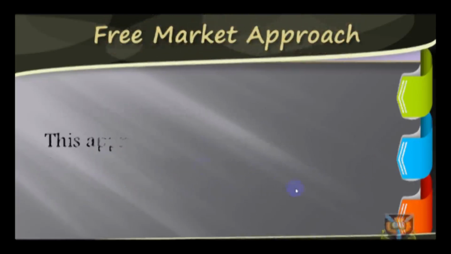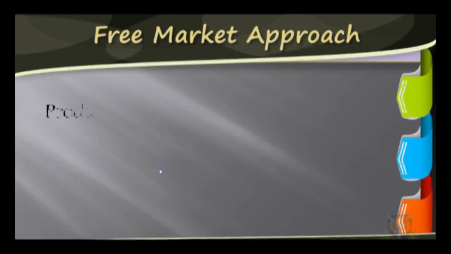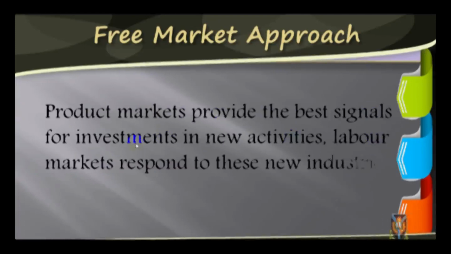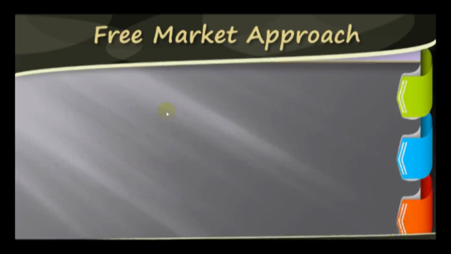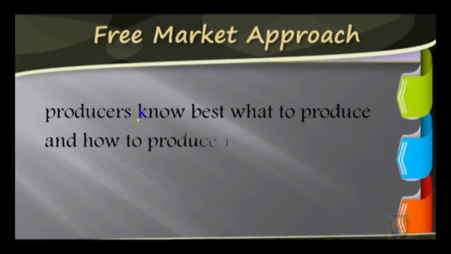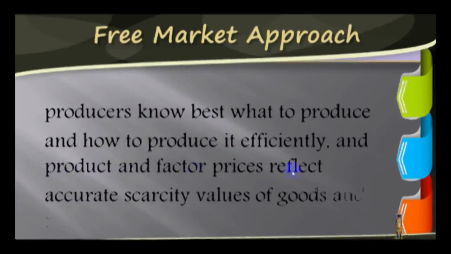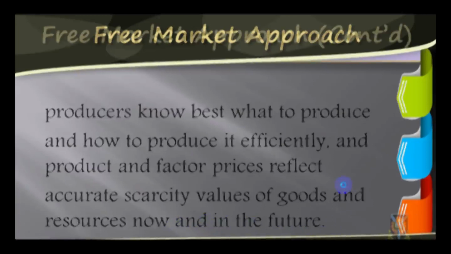Free market approach. This approach argues that markets alone are efficient. Product markets provide the best signals for investment in new activities. The labor market responds to these new industries in appropriate ways. Producers know best what to produce and how to produce it efficiently. And product and factor prices reflect accurate scarcity values of goods and resources now and in the future.